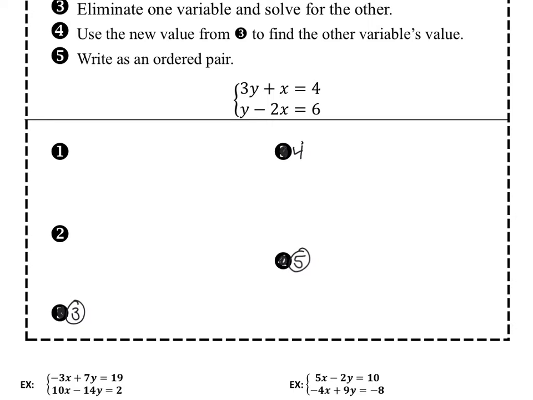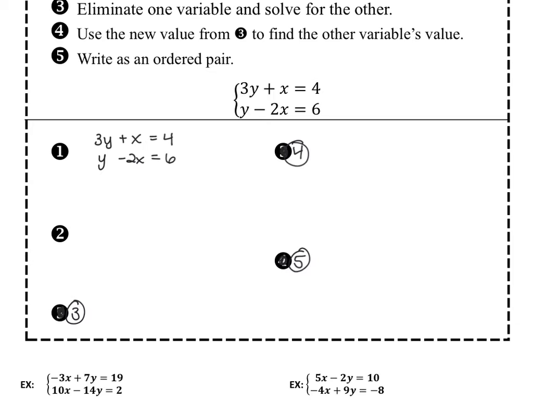Okay, beside the point. Step 1 says to make sure that the equations are lined up with their variables stacked together. So we have 3y plus x equals 4. And I just want to make sure that my y lines up with my y, my x lines up with my x, and my constant lines up with my constant. So they literally look exactly the same.